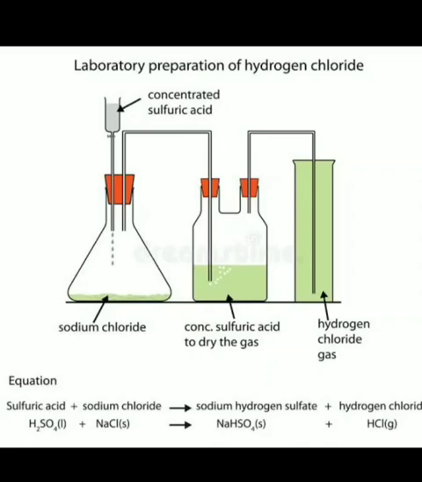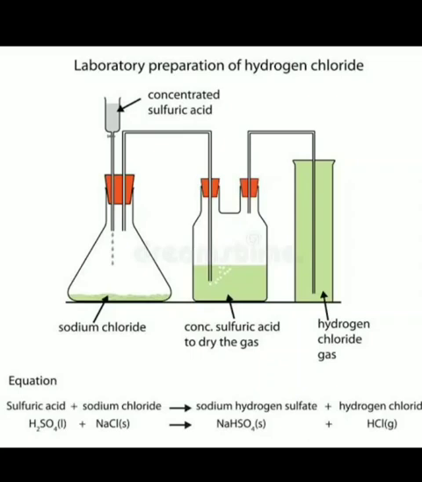So hydrogen chloride gas is collected by upward displacement of air, because it is heavier than air. The reactants we take in the laboratory preparation are concentrated sulfuric acid plus sodium chloride. And the drying agent we use to purify the hydrogen chloride gas is concentrated sulfuric acid.